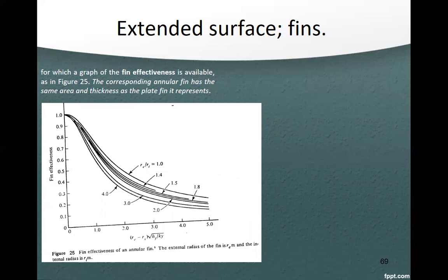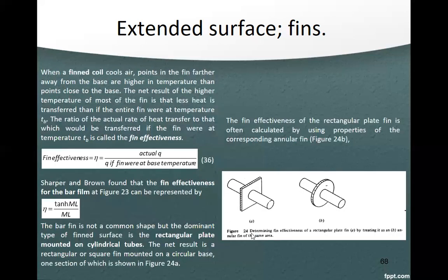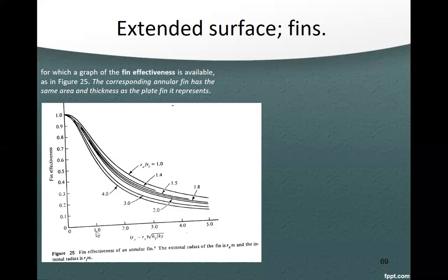The corresponding annular pin has the same area and thickness as the plate pin it represents. Sabihin, yung rectangular mo, like, kunin mo yung area, tapos equate mo sa area ng annular pin. So, makukuha mo yung diameter niya. Yun ang gagamitin mo dito. External radius of the pin is R sub E. So, ito yung hanapin equivalent. Diba?